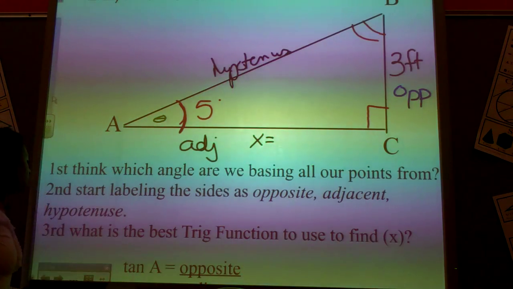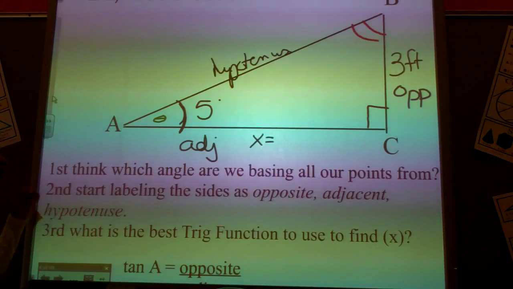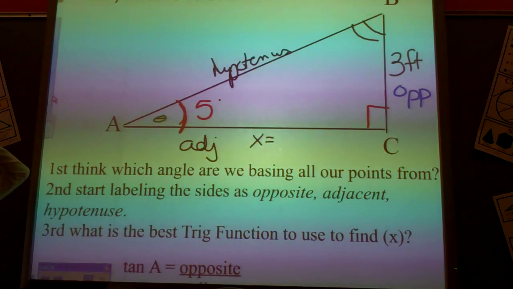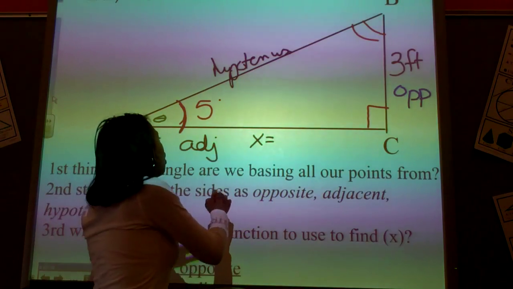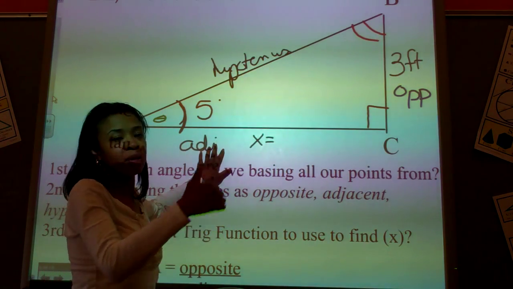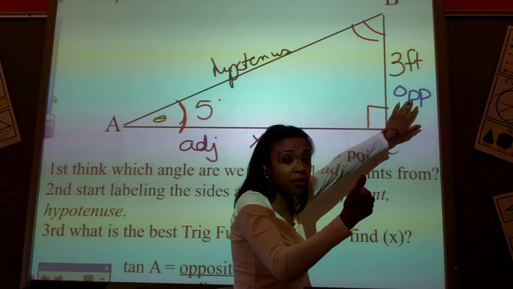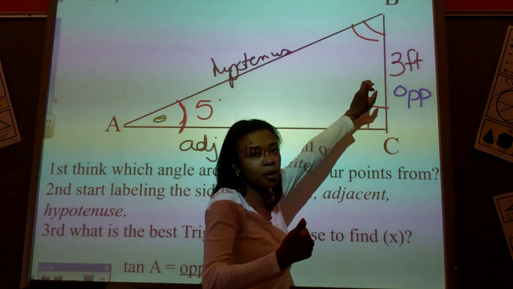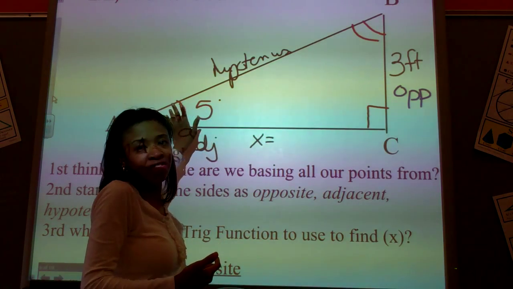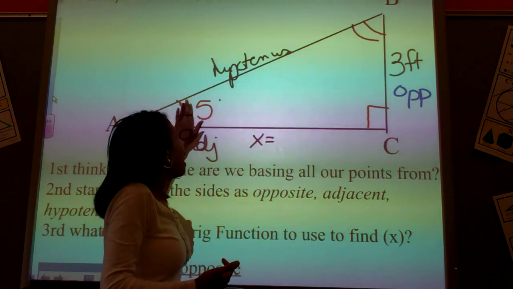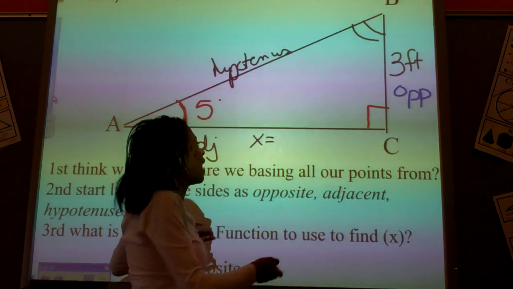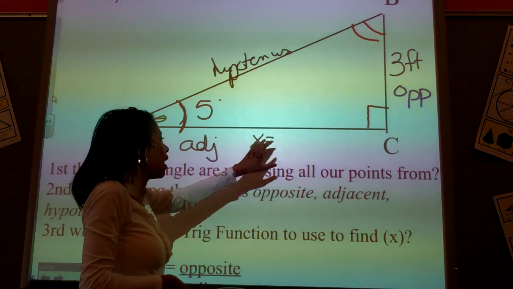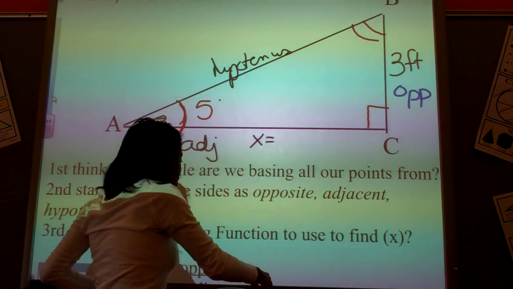Now, the third thing we do is figure out which trig function is best to find x. I know I need the adjacent leg. I'm given the opposite, which is 3 feet. I'm also given theta. Which function has opposite and adjacent both included so that I can find it? That's going to be the tangent.